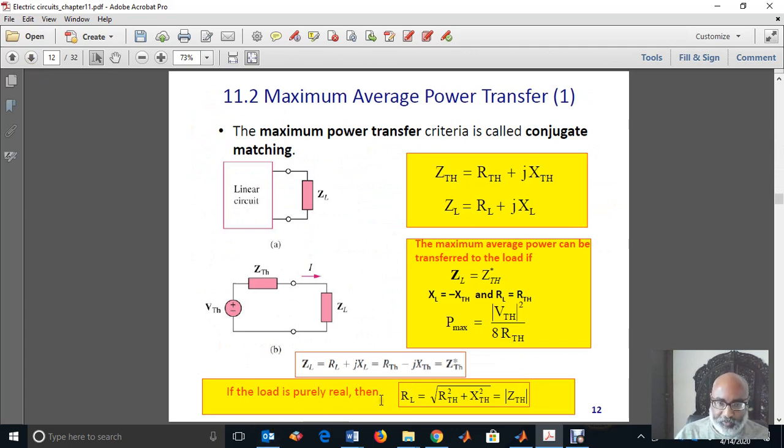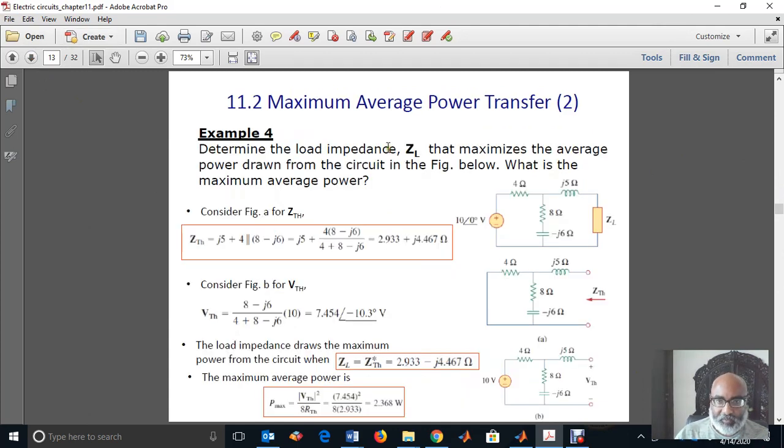If the load is purely a resistive load, a real load, then RL should be the square root of R Thevenin squared plus X Thevenin squared, which is the magnitude of Z Thevenin. This is the criterion for maximum power. For today, let's do this example again, and then we'll continue the rest of the topics.